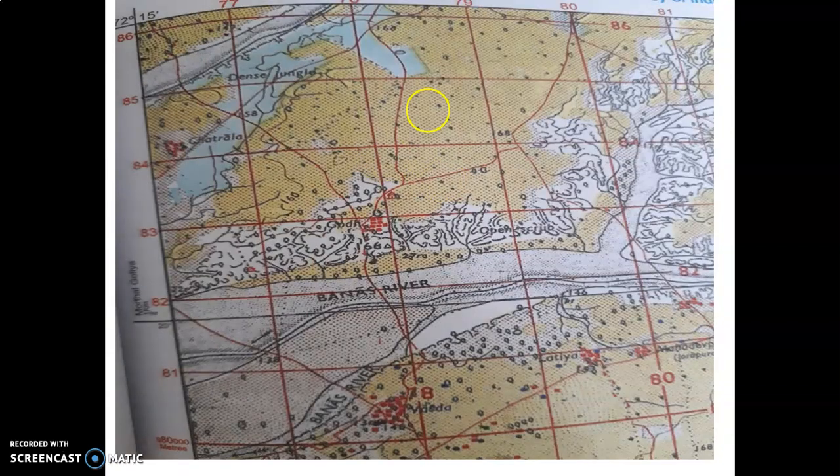Now next is another topographical map. In this topographical map we will learn about the direction of river flow. Here this is the main river called Banas River, and an arrow is indicated in this river. So this arrow shows that the river is flowing in southwest direction. Wherever the arrow indicates, that shows the direction of the river flow. So Banas River is flowing towards southwest direction. So this is about the direction of river flow.